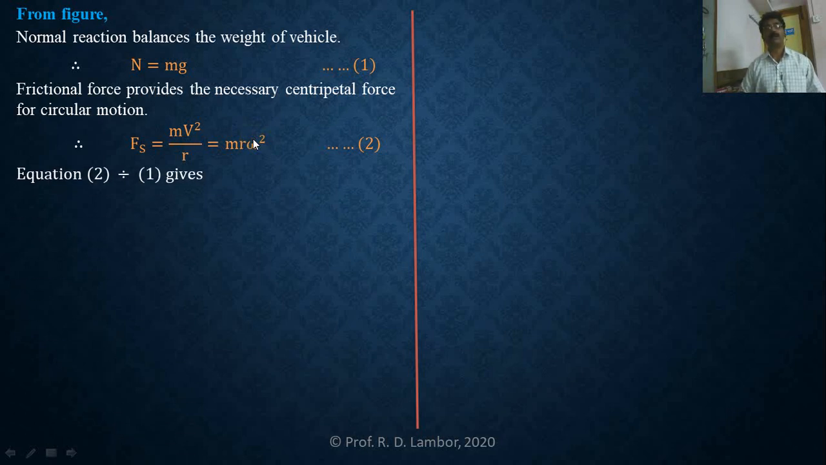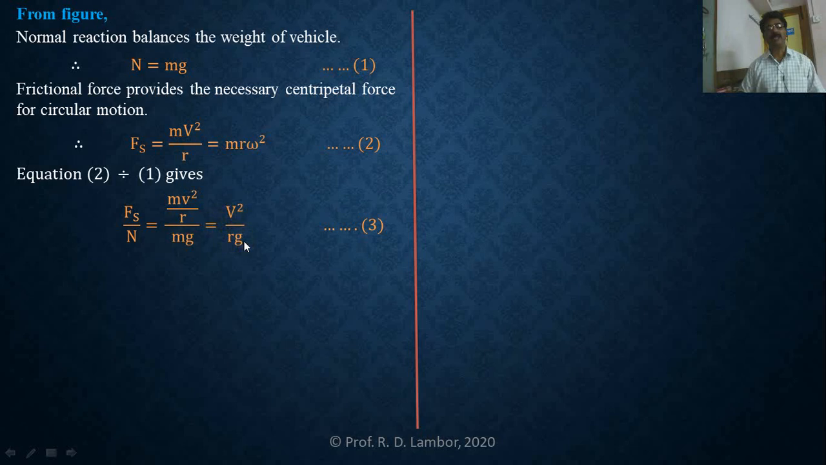Now, dividing equation 2 by equation 1. Equation 2 divided by equation 1 gives us the next mathematical formula: Fs upon N equal to (mv square upon r) upon mg. On the right side of this equation, mass is common in numerator and denominator. That's why mass gets cancelled, so only v square upon rg remains.